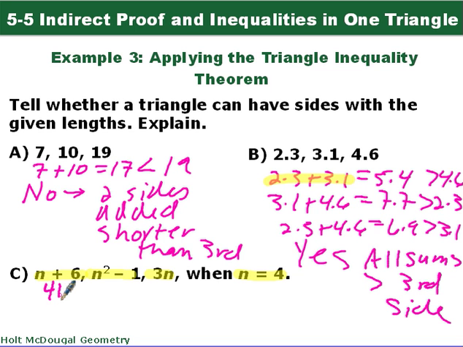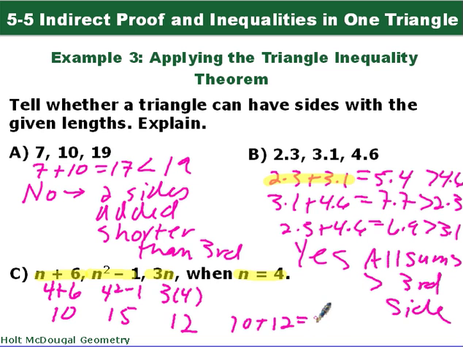Okay, 4 plus 6, so this is going to be 10. This is going to be 4 squared minus 1, so this is going to be 15. And this is going to be 3 times 4, or 12. So if we take our two shortest sides, 10 plus 12 is 22, which is greater than 15. So the answer again here is yes.